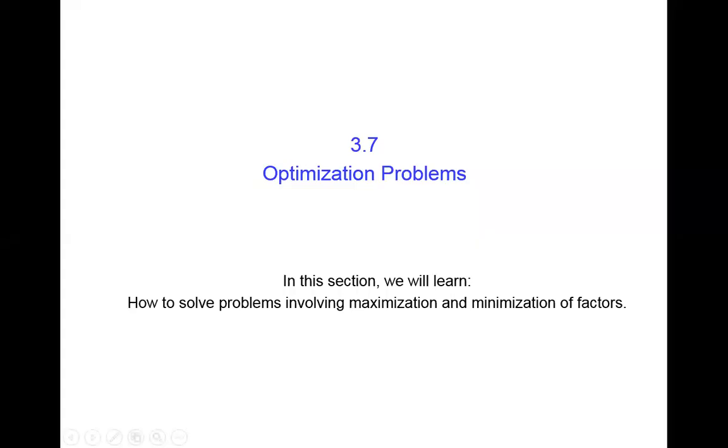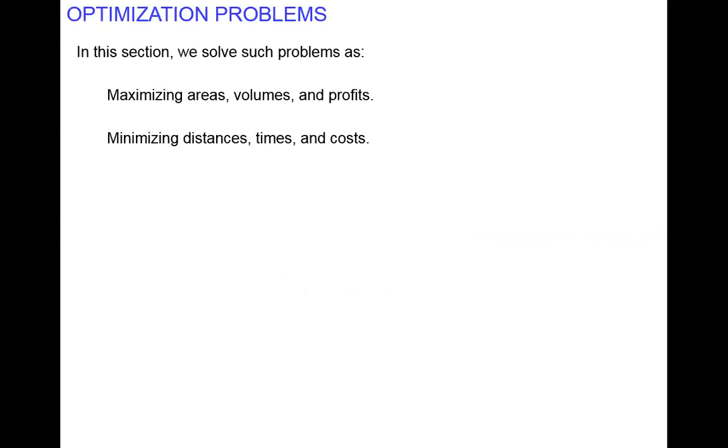Optimization problems. In this section, I will solve a couple of problems involving maximization or minimization factors. In order to solve optimization problems, we have to find something that depends on the scenario. That means, for example, we may maximize an area, volume, profit, of course, or minimize distance, time, cost.